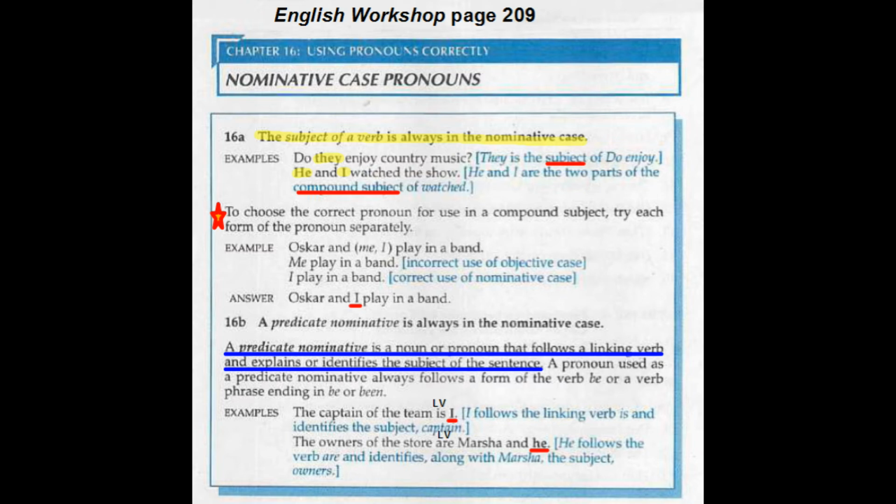Okay, let's look at some examples. The captain of the team is I. Now that may sound odd to your ears because we often say it incorrectly, but this is truly the right answer. I is a subject pronoun. It's a nominative pronoun, and it's acting in this sentence as a predicate nominative. It's following the linking verb, and then it's renaming captain. Okay, let's look at the next one. The owners of the store are Marcia and he. That's also correct, even though it may sound odd. He is acting as a predicate nominative. It's following the linking verb are, and it is renaming owners. Marcia and he are renaming the owners.